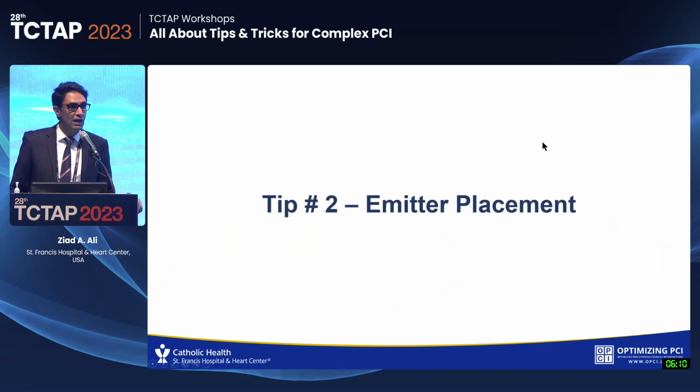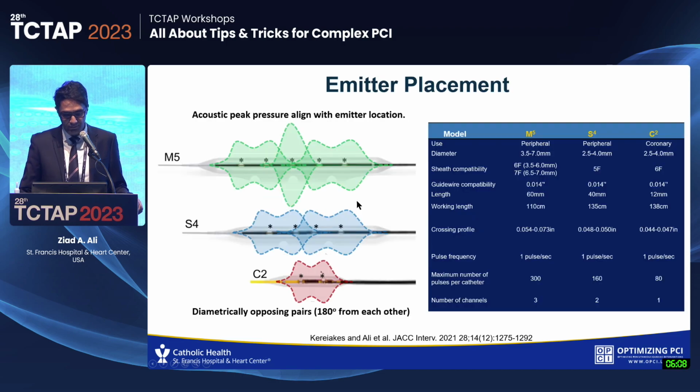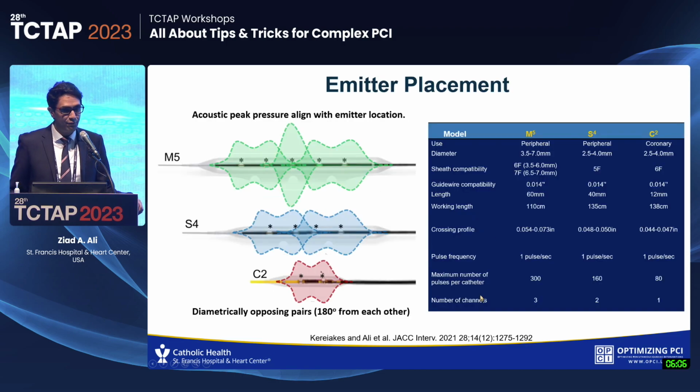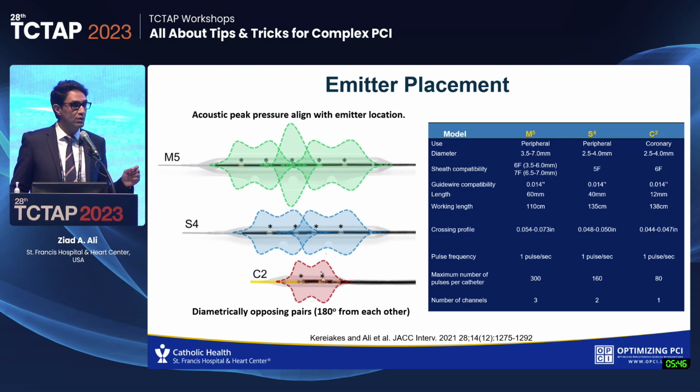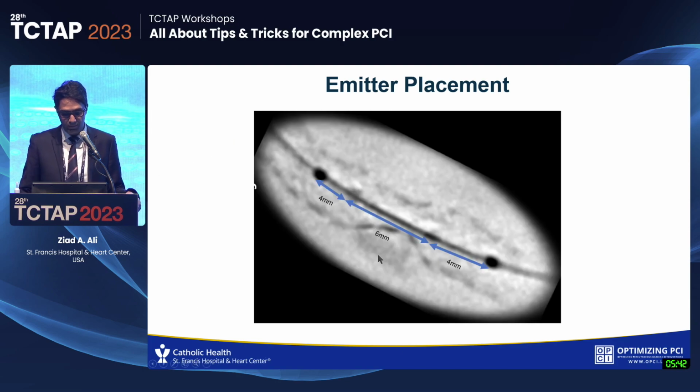The placement of the emitter is critically important. As you know, these are the different technologies. In the coronary, you have 2 emitters which are actually diametrically opposing. You don't know which way the emitter is facing. So while IVL gives a circumferential pulse wave, the emitter actually lets the energy out of north or south or east or west, which you will not know. And therefore, the placement of your emitter across the calcified segment is critically important.